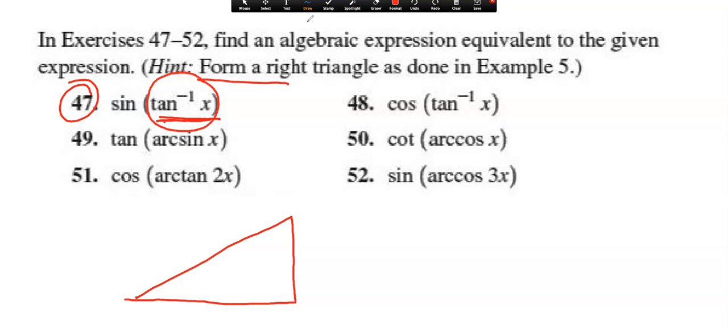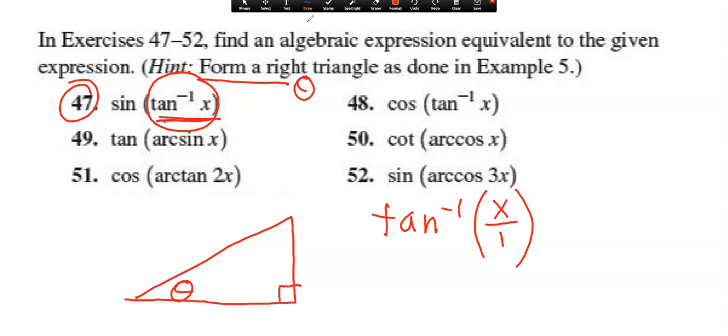Tangent inverse x. That's equal to theta, folks. How do I know that? Because tangent inverse always gives you an angle, just like sine inverse and cosine inverse. Upon further inspection, you'll see that that really says tangent inverse of x over 1. Which side of the triangle should I be labeling x? And which side should I be labeling 1? That side is what? X? Which one's 1? Yeah, nice job. I like it.